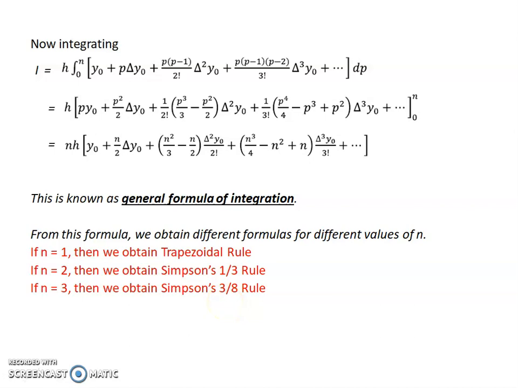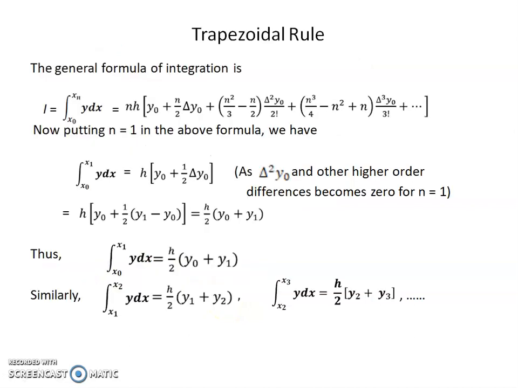Let us discuss the trapezoidal rule. As we have seen, the general formula of integration is this, and by putting n is equal to 1 in this equation, we obtain the integral from x0 to xn, because here n is equal to 1. So the integral from x0 to x1 of y dx becomes h into y0 plus half del y0. Here n is equal to 1, so we have up to this only.